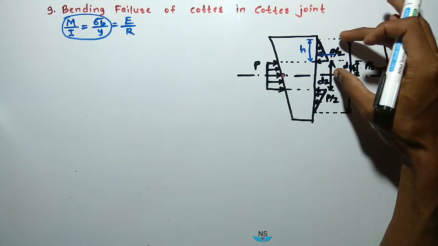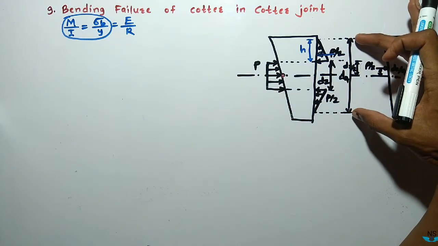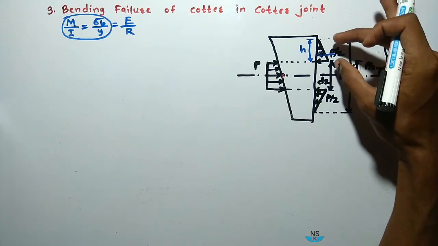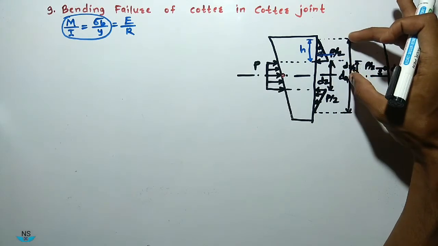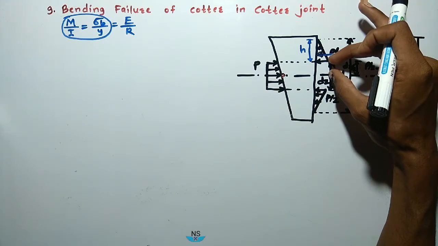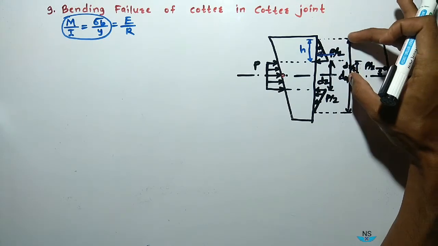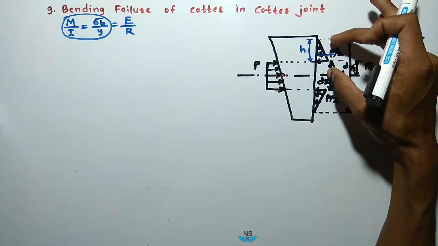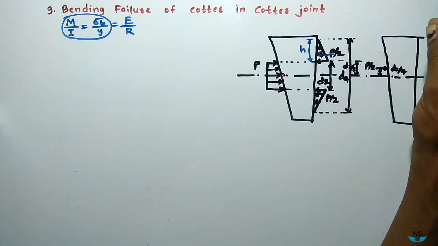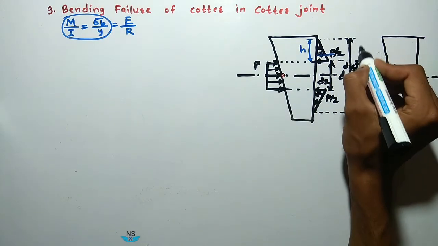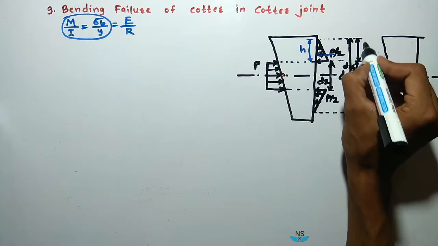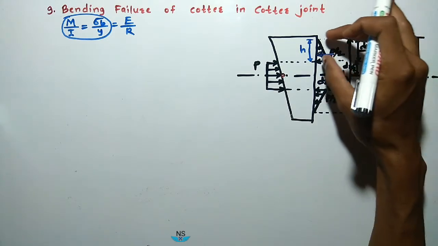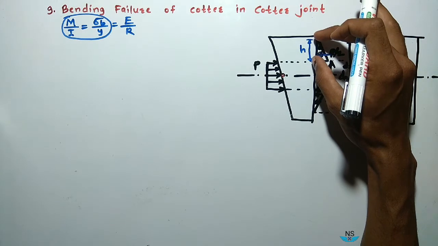Now what is this distance? This is D4, diameter D4. Now this is D4 by 2. Now what is this? D4 by 2. Now what is this? D2 by 2. So what is this? D4 by 2 minus D2 by 2 remains this distance. That is D4 minus D2 divided by 2. So this distance is D4 minus D2 divided by 2. Now the height of this triangle is D4 minus D2 divided by 2.